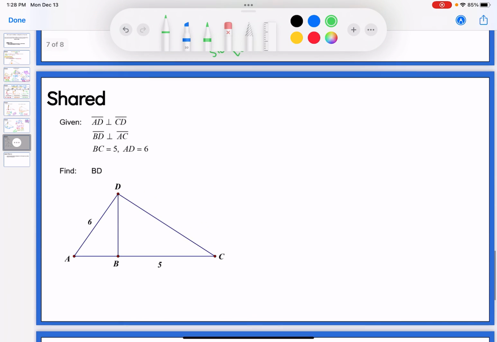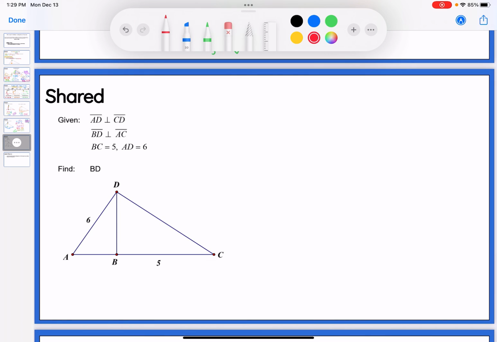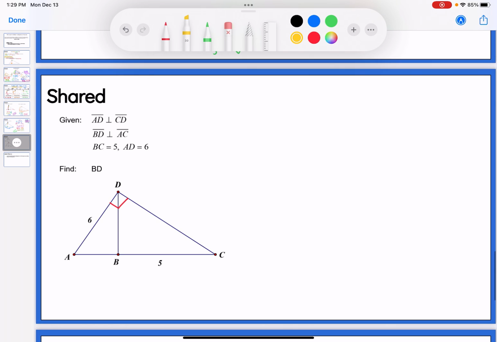Okay, so here's our last one. This time they didn't mark any right angles in our picture, but notice the givens. The given says AD is perpendicular to CD. AD perpendicular to CD. Okay, so my right angle is right here. And then the next one says BD is perpendicular to AC. Aha. So here are my right angles down at the bottom. So I do have my altitude on hypotenuse situation.